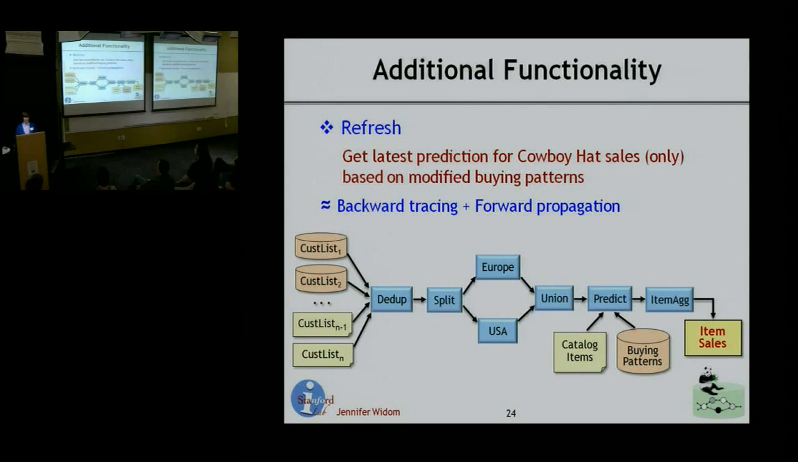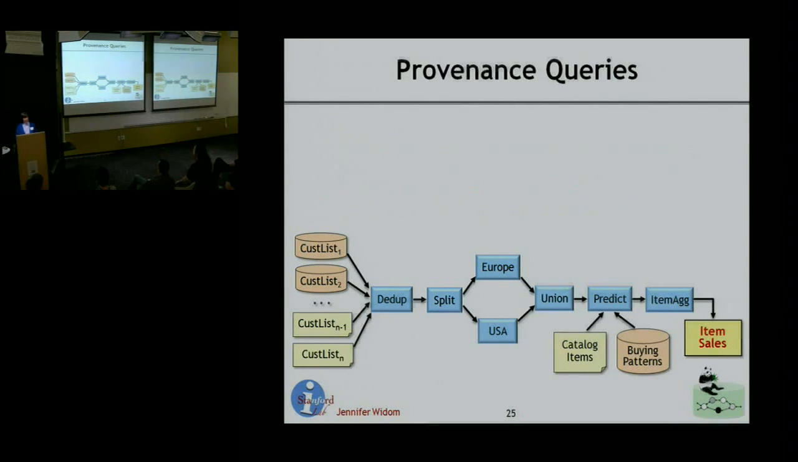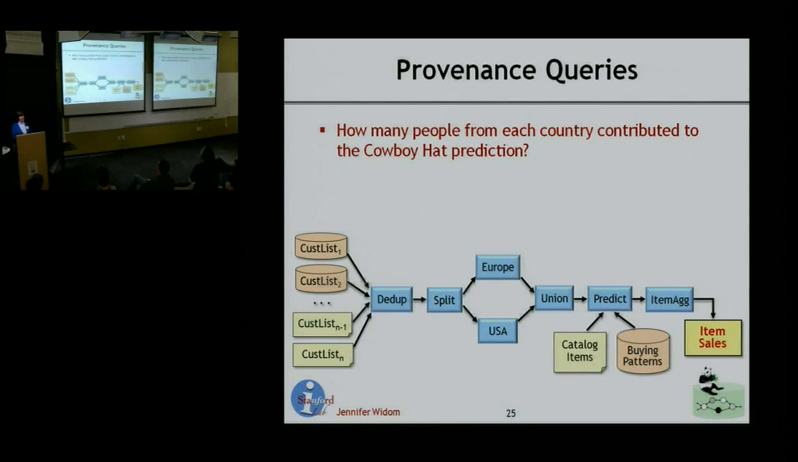I'm going to go into that particular operation in some detail in one setting. You might also want to ask queries that involve provenance, and I'll just give some examples. Just a sort of declarative query says, how many people from each country contributed to the cowboy hat prediction? So now I'm combining queries over the data with queries about the provenance itself.